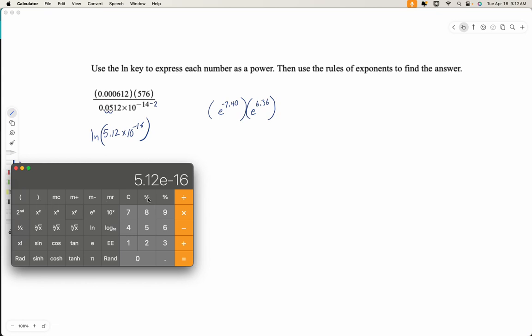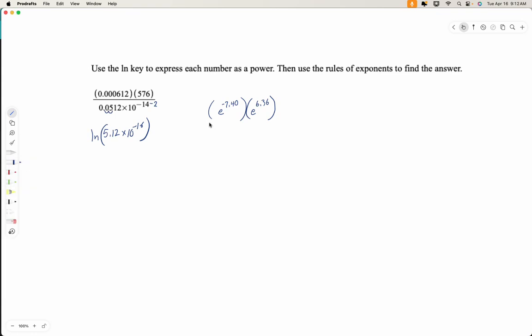Okay, so there we go, 5.12 e to the negative 16, and I'm going to press the ln key, and that gives me negative 35.21. So that goes over E to the negative 35.21. Now we're just going to use the rules of exponents to find what that answer is.